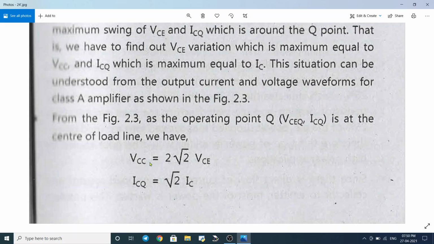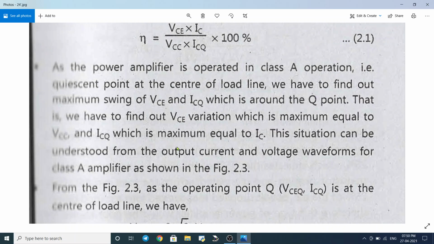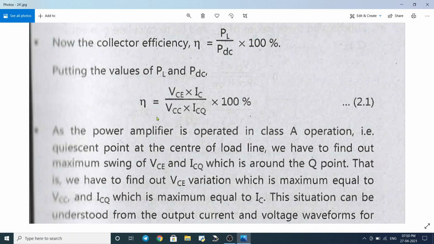So from the graphical analysis, we have the AC equivalent value of the DC quantity VCC equals 2 root 2 VCE, and the AC equivalent value of the DC quantity ICQ, the DC collector current, is equal to root 2 IC. We want to substitute these values, obtained from the graphical representation, into this formula for the collector efficiency.